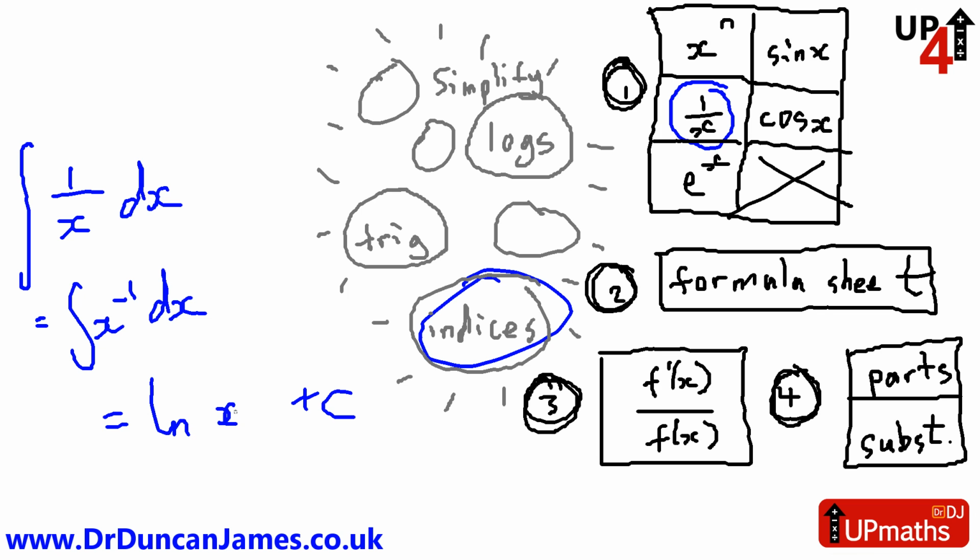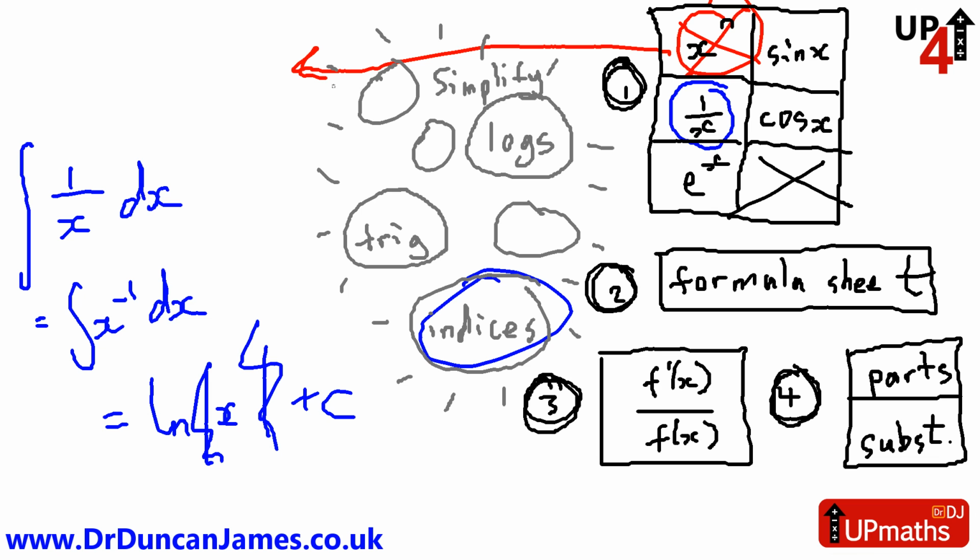Stick a plus c in. And you might put modulus signs, let's just not worry about that, because that's for another time. So the mistake some people make is they go, x to the minus 1, it's like x to the n. It's not a special case. When it says x to the n, what that should actually say is x to the n, brackets, n not equal to minus 1.